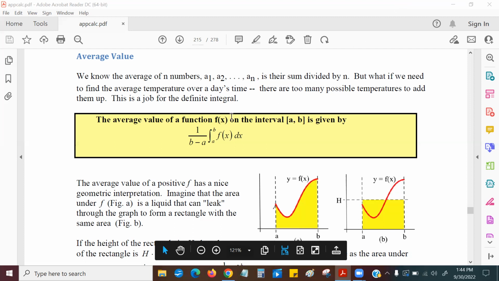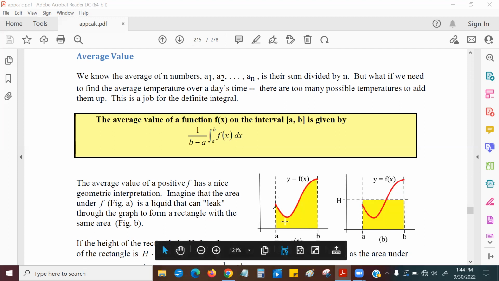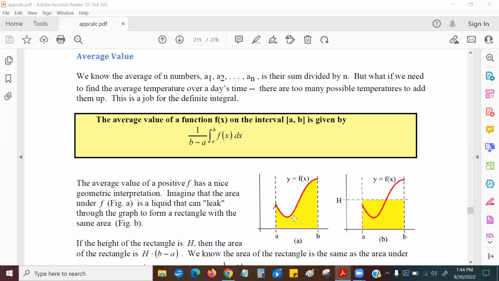So the average value of a function is the integral from a to b of the function, which means the area, this whole yellow area under the curve, divided by b minus a. B minus a, the length, is comparable to dividing by 10 when there are 10 numbers. And the area under the curve is like adding up all the 10 numbers or 1,000 numbers, or however many. So we have the area under the curve.